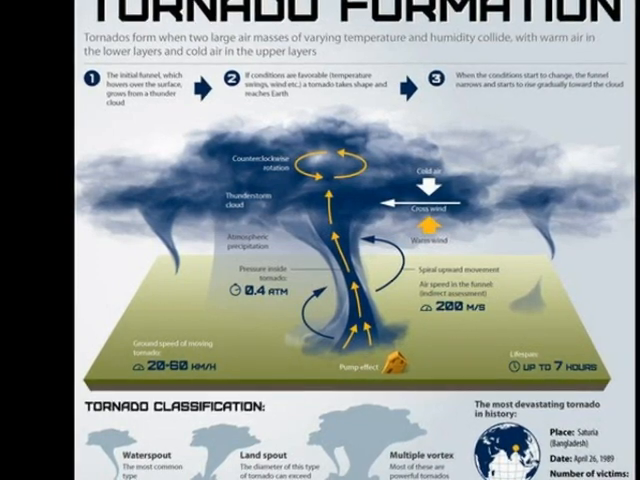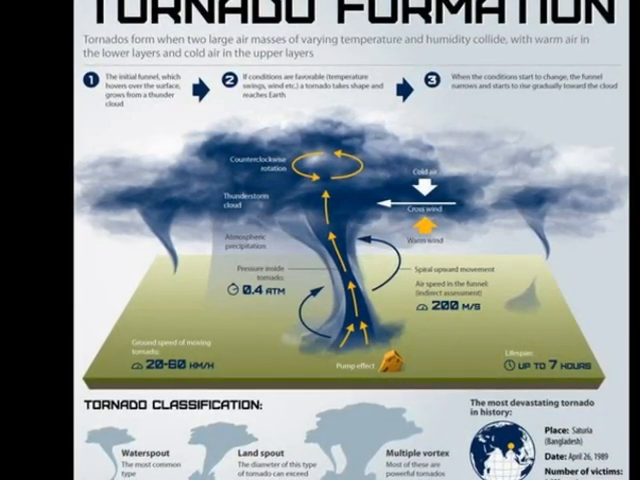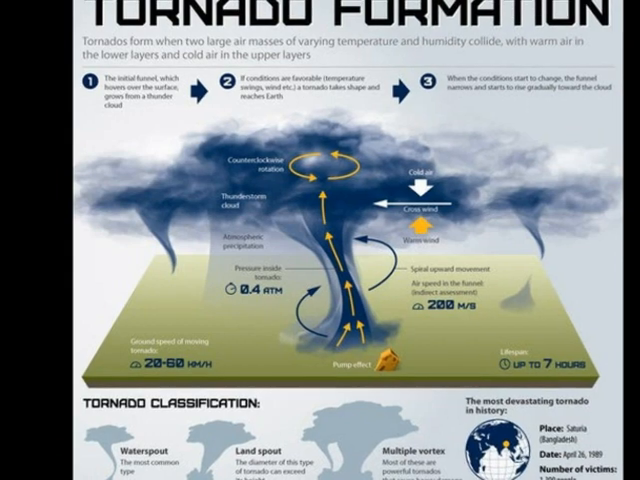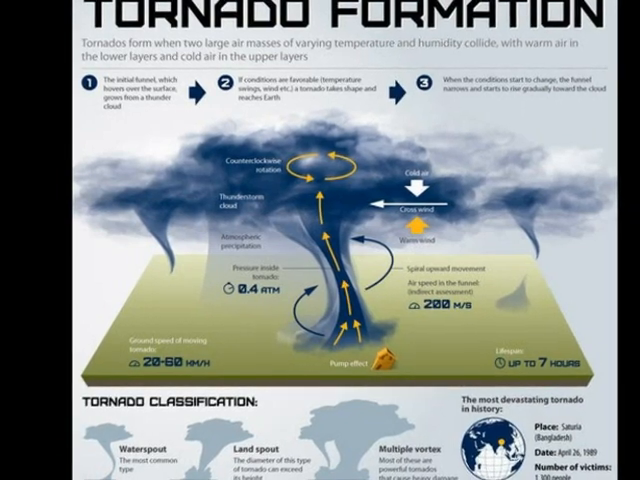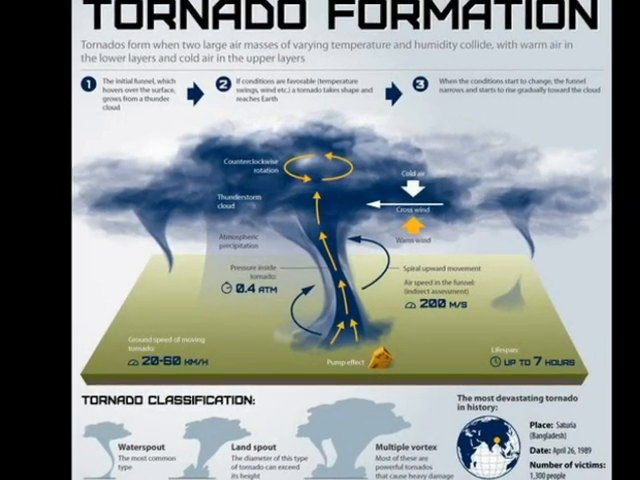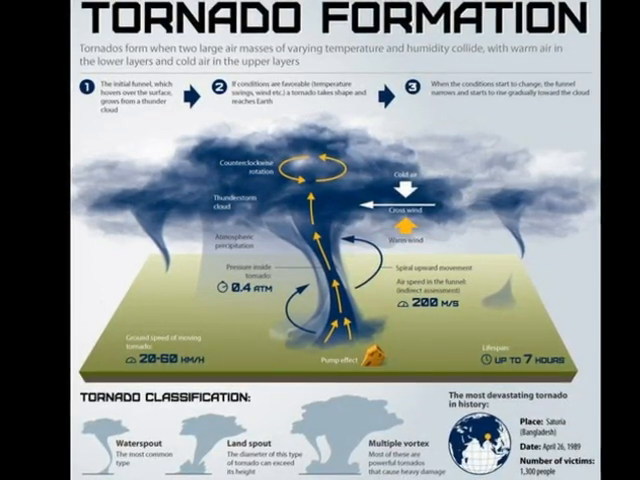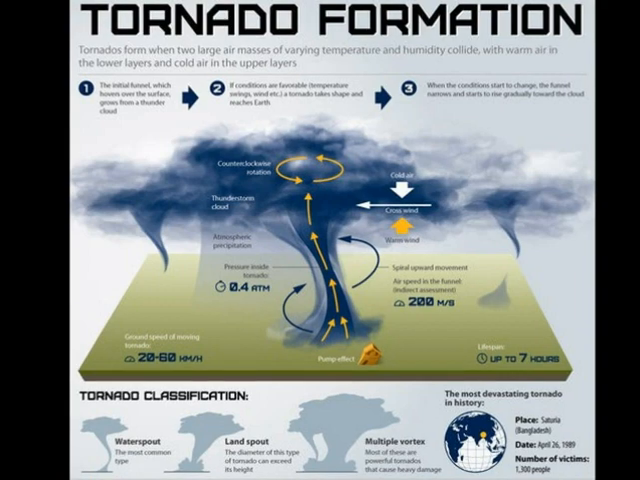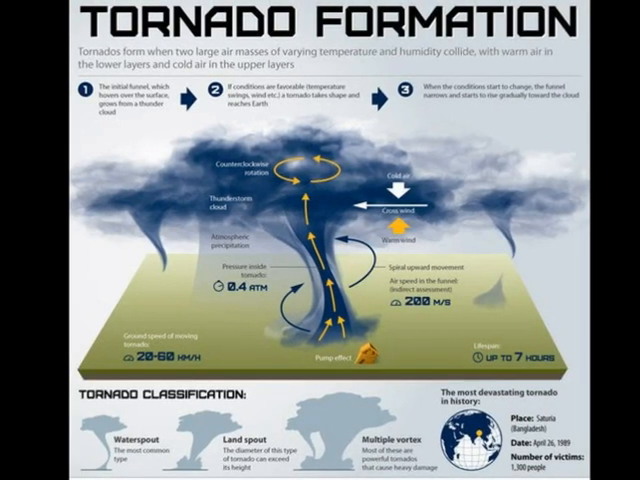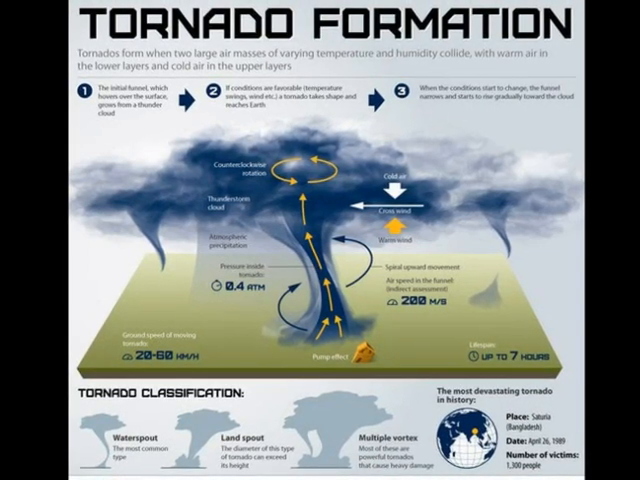There are 3 types of tornado classifications. 1. The water spout, the most common type. 2. The land spout. The diameter of this type of tornado can exceed its height. 3. Multiple vortex. Most of these are powerful tornadoes that can cause heavy damage.